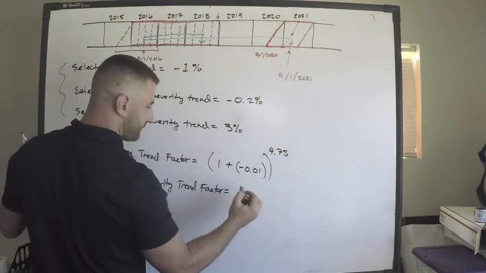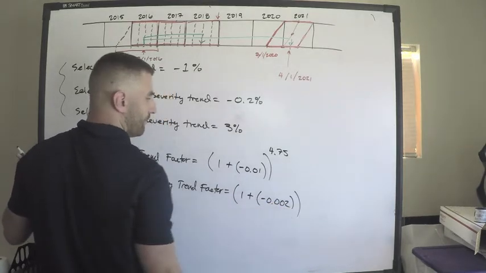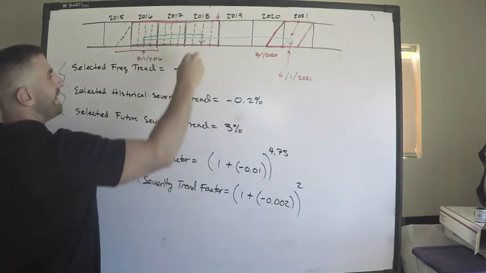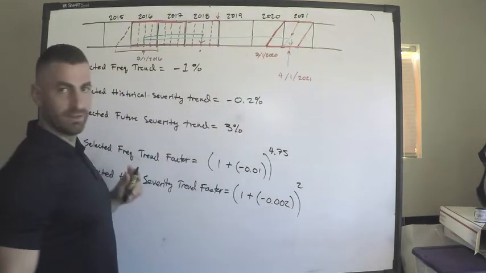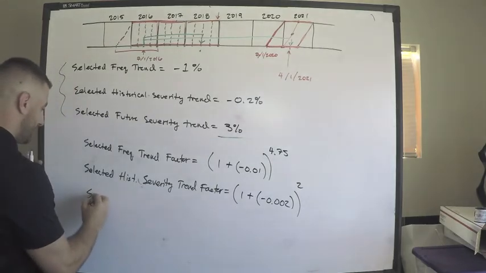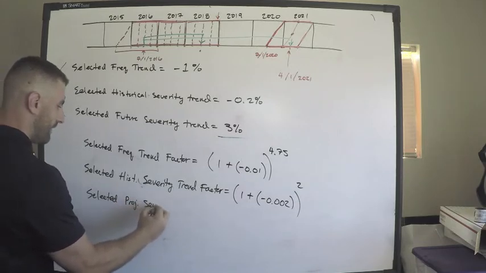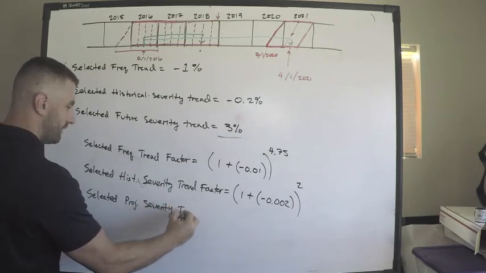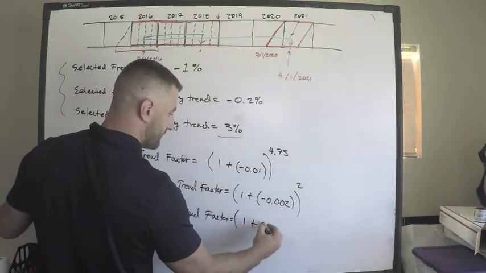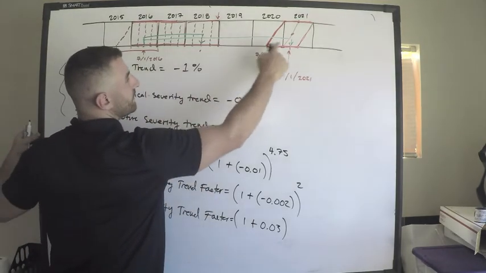So I have my selected historical. It's this guy. It's 1 plus -0.002 raised to the 2 power, right? I'm only taking it 2 years. Now I'm going to take this and then project that to the future. Using what trend? Using the projected trend. Aha. So hopefully this is starting to make sense. So selected projected or future severity trend factor. This is equal to 1 plus 0.03 to the what? I need to go 1, 2, and 3 quarters.